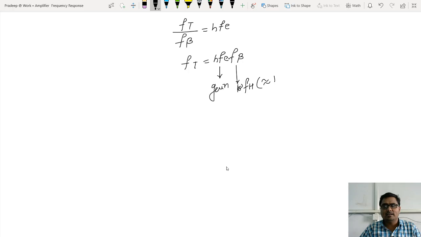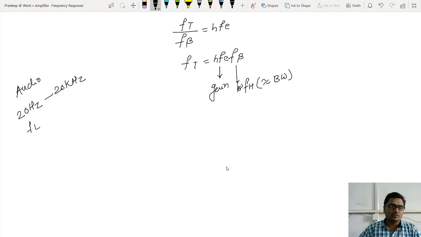And one thing we know, higher cutoff frequency is FH. Generally you write it for an audio amplifier. Those who don't understand why I am writing FH is approximately bandwidth, let me take an example. For an audio amplifier, the range is 20 Hz to 20 kilohertz. What does it mean? It means the lower cutoff frequency is 20 Hz and the higher cutoff frequency is 20 kilohertz.